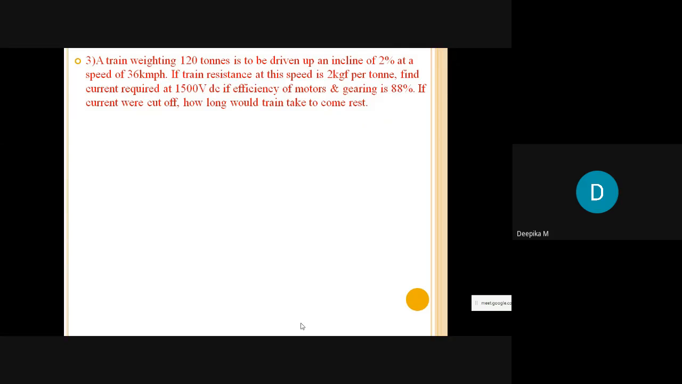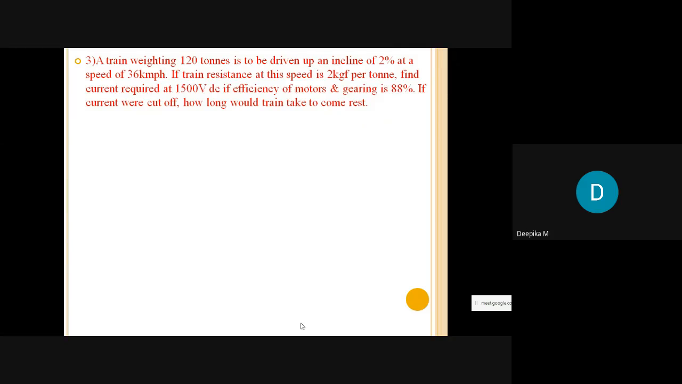You can read the problem and understand that the dead weight of the train is given, which is nothing but 120 ton, and the gradient is directly given. In earlier problems, they specified the gradient with some ratio like 1 in 200 or 1 in 3000. Here they have directly given the gradient, which is 2%. So here we need not multiply by 100, the gradient is 2%.